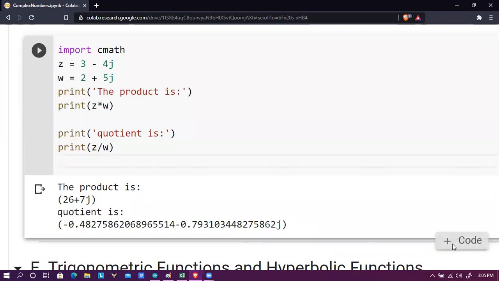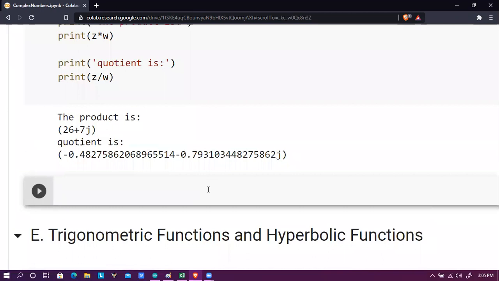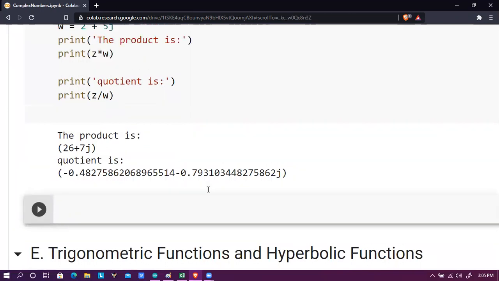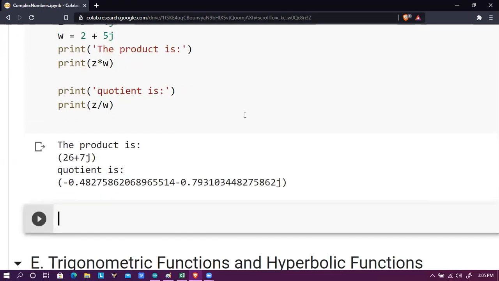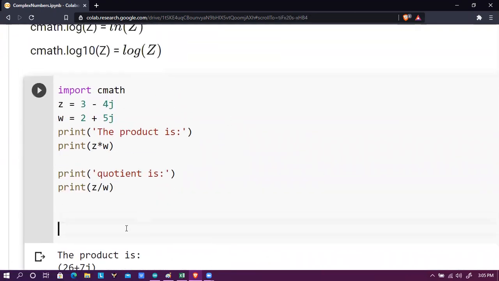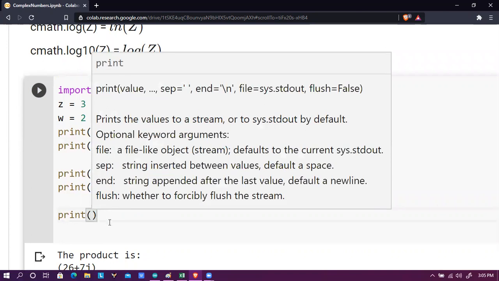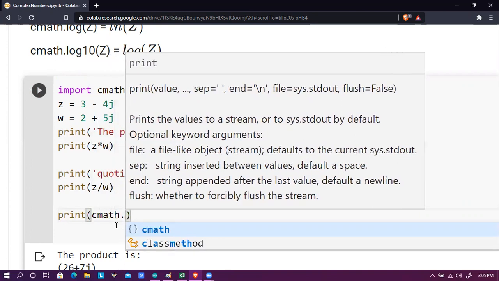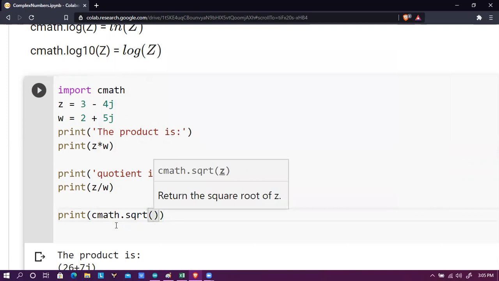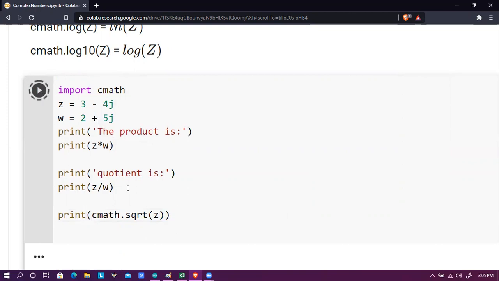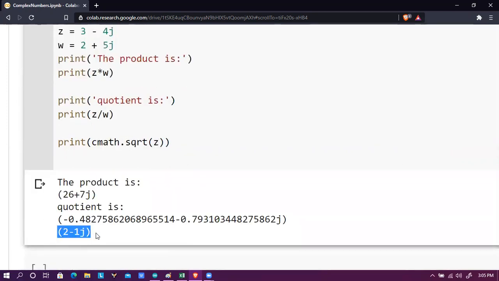Now let's try to add some more. Let's say I want to get the square root of z. We will be utilizing the same code. Now let's just continue it here. So I want to print the square root of z. How are we going to do that? Let's call on cmath.sqrt, then put in the complex number. Just click print, and here you go. This is now the square root of your complex number z. That's 2 minus j. It's the square root of z.